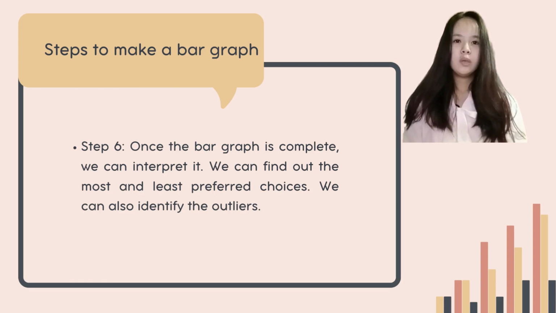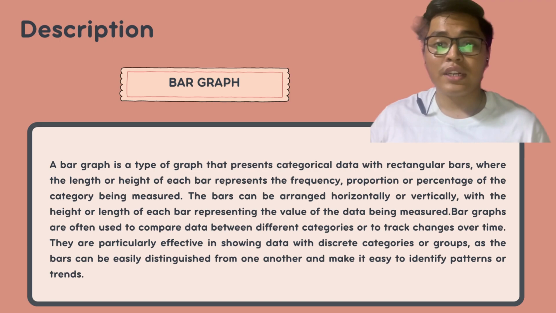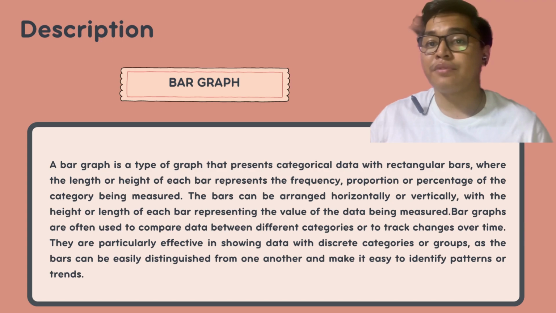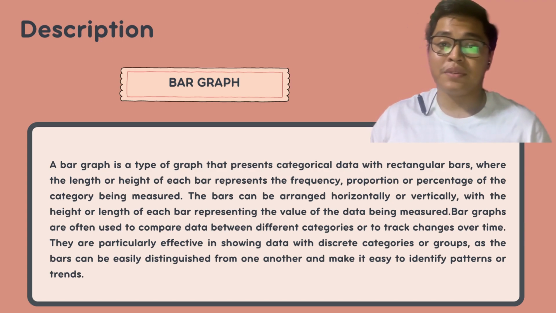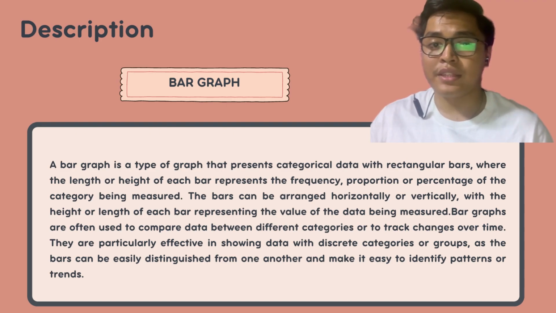Step 6. Once the bar graph is complete, we can interpret it. We can find out the most and least preferred choices. We can also identify the outliers. A bar graph is a type of graph that represents categorical data with rectangular bars, where the length or height of each bar represents the frequency, proportion, or percentage of the category being measured. The bars can be arranged horizontally or vertically, with the height or length of each bar representing the value of the data being measured.